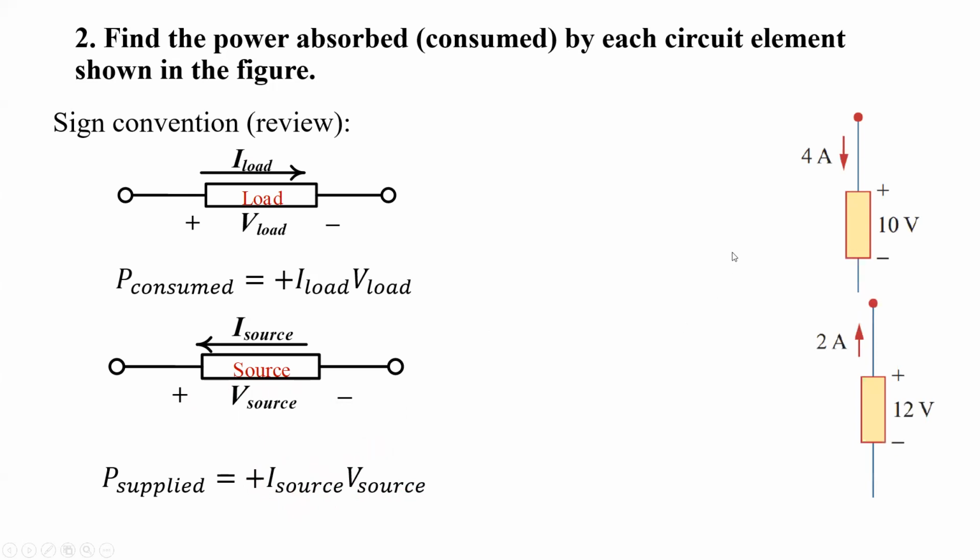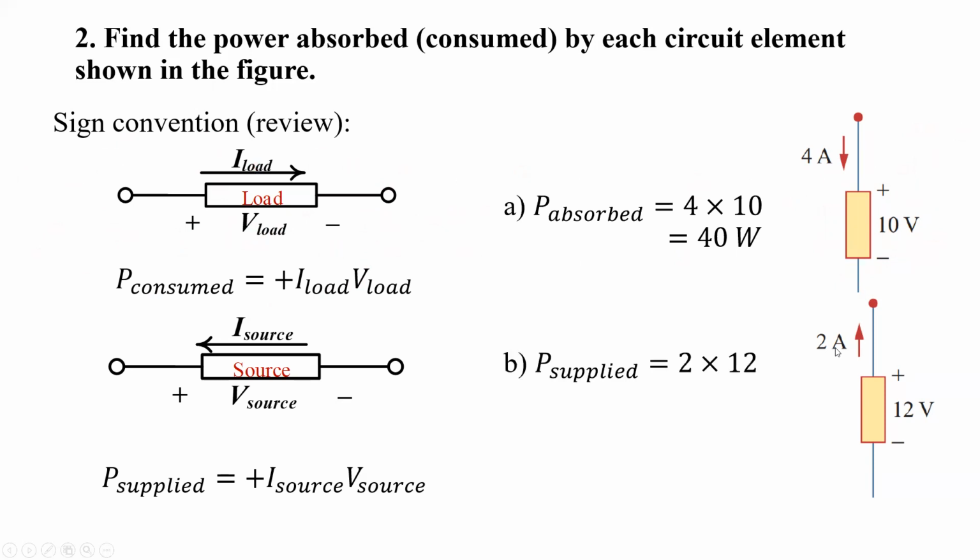Here, first of all, we will try to solve these two problems. Let's see in this first figure, the current of 4 ampere is flowing from the positive terminal to the negative terminal, right? And the voltage drop is 10 volt. So this circuit element must be a load, right? Since current is flowing from positive polarity to negative polarity, similar to the first figure, we can say that this circuit element is absorbing or consuming power. So the power absorbed equals 4 times 10, which is 40 watts.